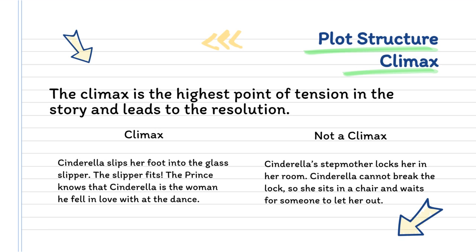So then after the rising action, you have what's called the climax. The climax is the highest point of tension in the story, and it's going to lead to the resolution. So here I have an example of a climax and what a climax also does not look like.